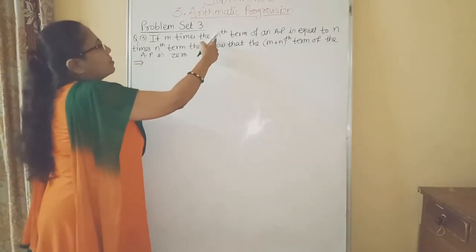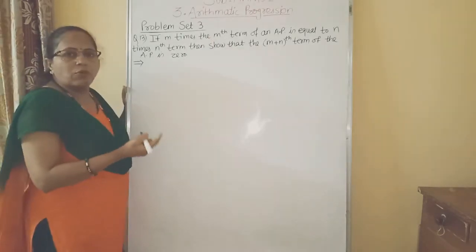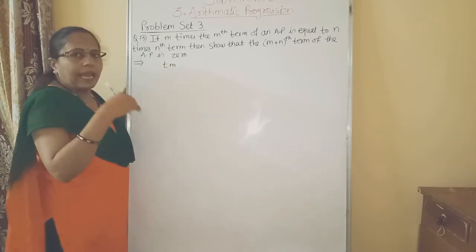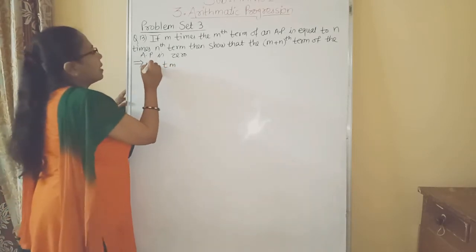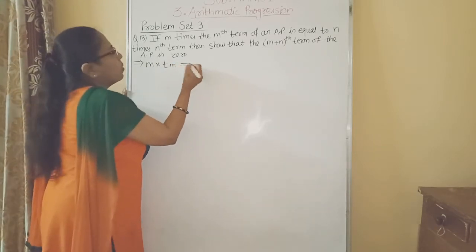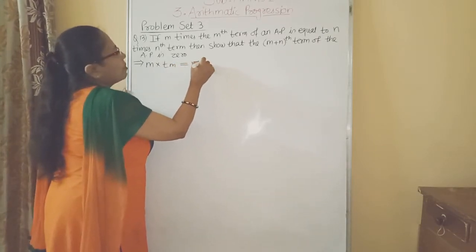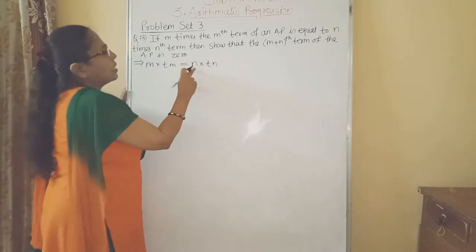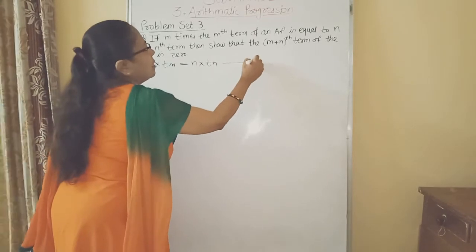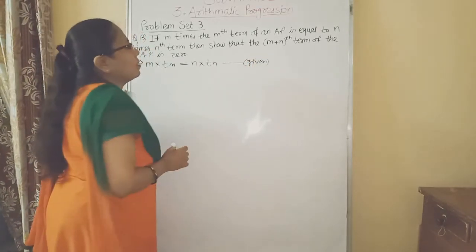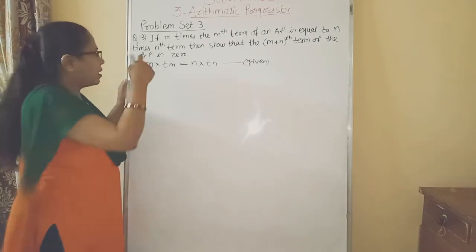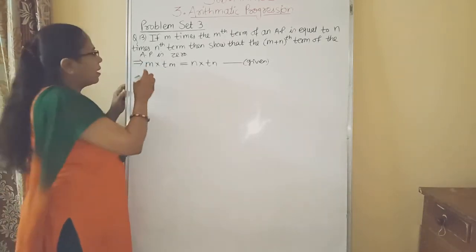Now, m times the mth term. How will we denote the mth term? Tm. And m times the mth term means m multiplied by Tm is equal to n times the nth term, which means n into Tn. We will write the reason here: given. Now how will we apply the Tn formula? In the same way we have to write the Tm formula.